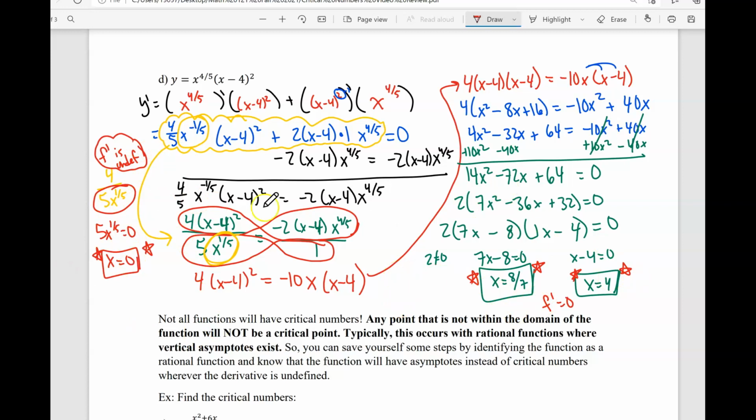So in the next video, what I'm going to do is show you an alternate way to solve this one without having to do all of this algebra. So stay tuned for that one.